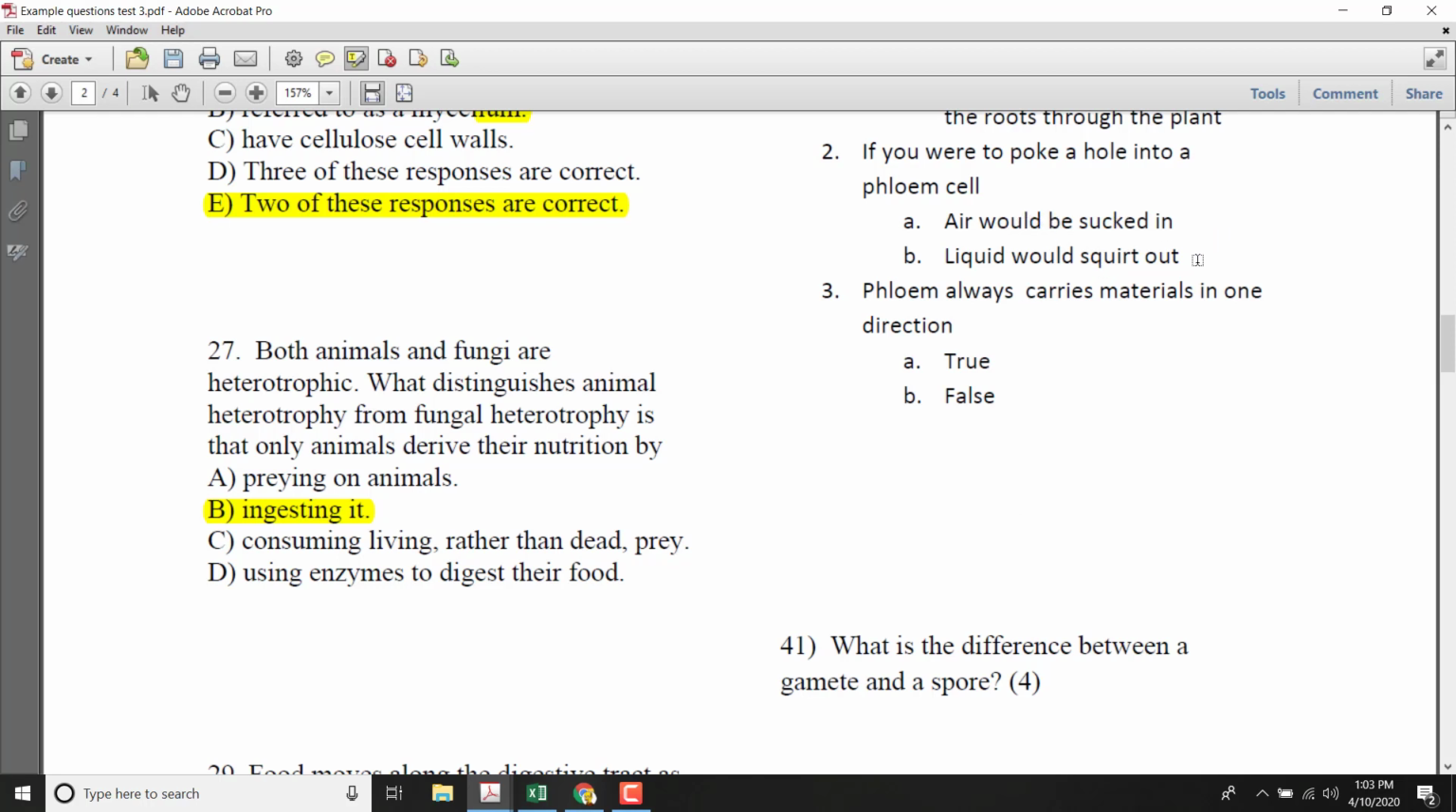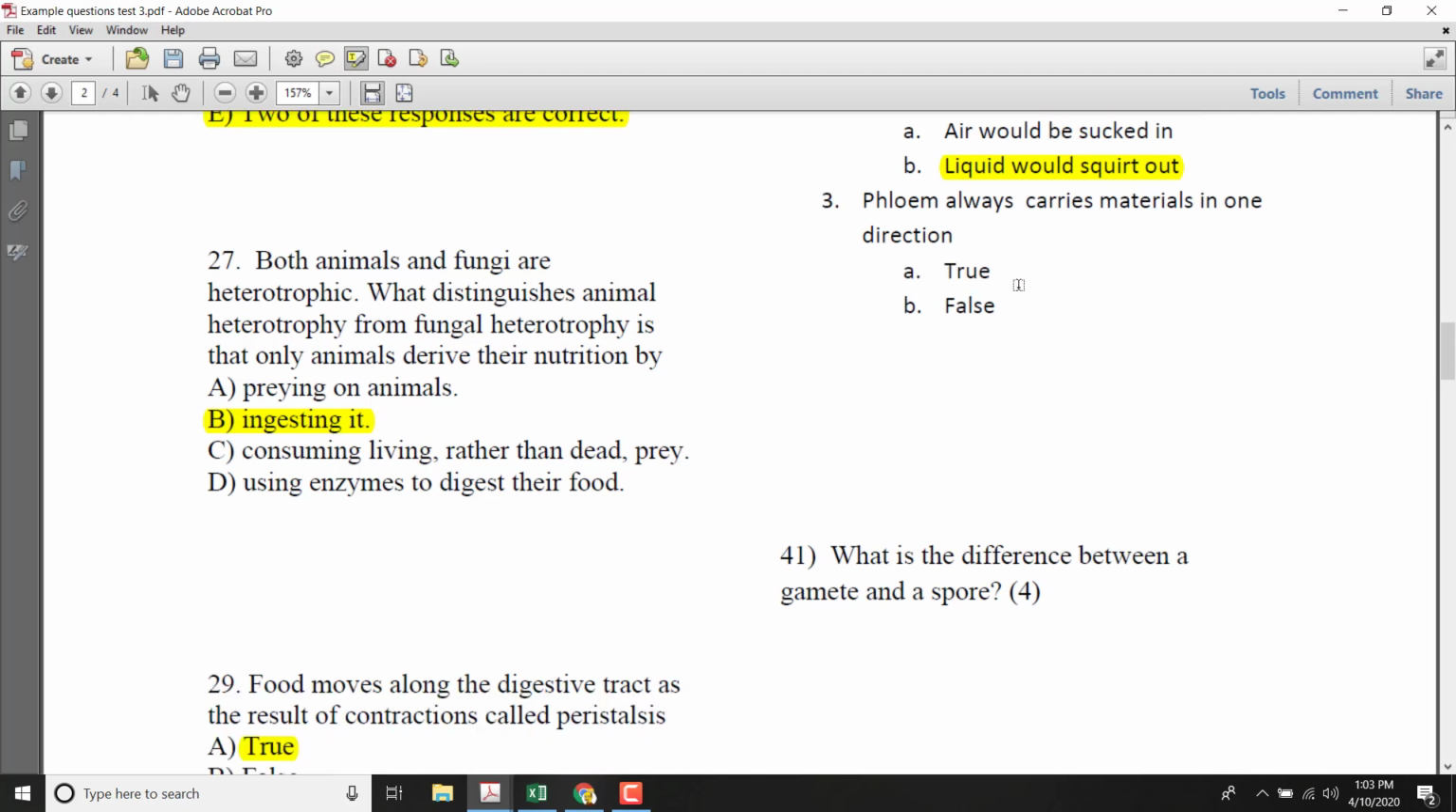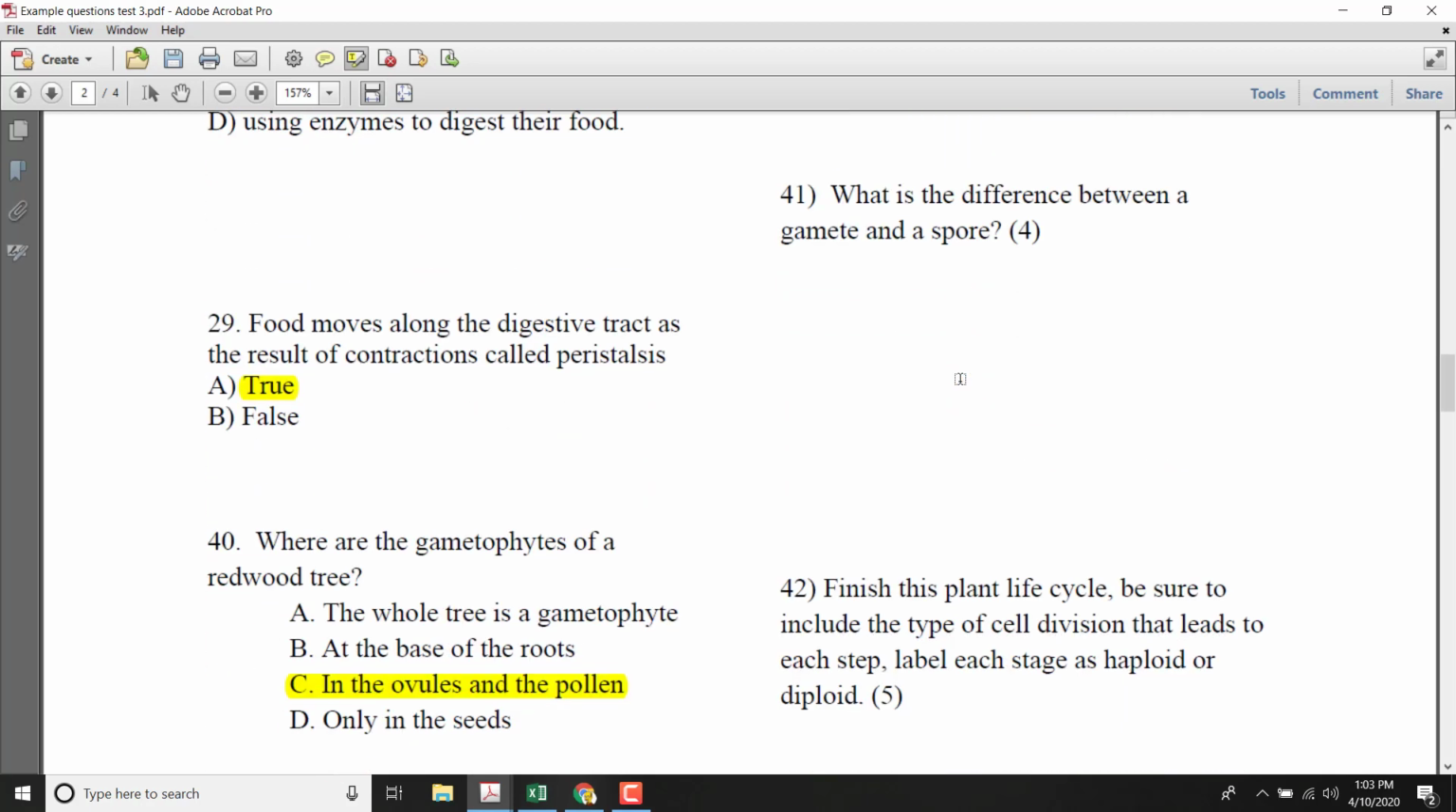If you poke a hole in phloem, well, guess what? Liquid will squirt out. If you poke a hole in xylem, air would be sucked in. One is a positive pressure system, one's a negative pressure system. Phloem always carries materials in one direction. That's false. It carries things from the source to the sink, and that can flip-flop.